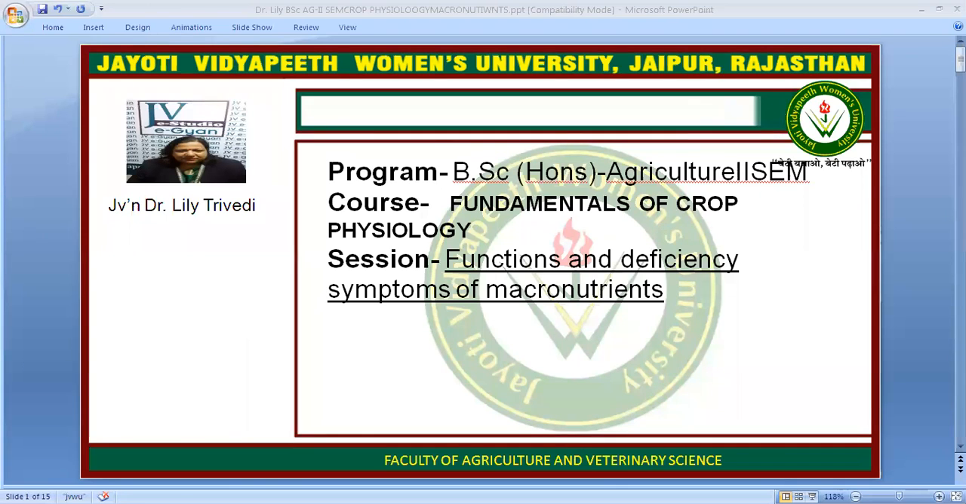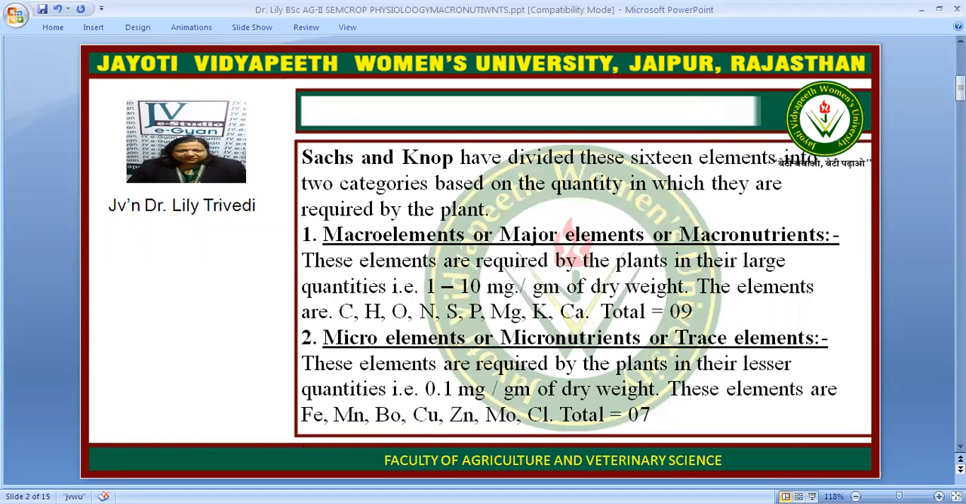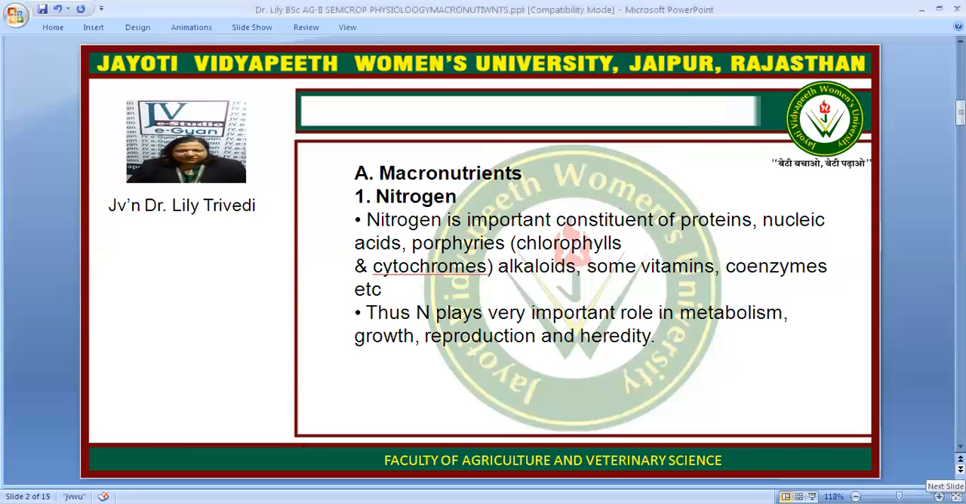Now, what are macronutrients? Macro elements or macronutrients are elements which are required by the plants in large quantities, that is 1 to 10 micrograms. And these elements we are going to take in detail. The first element is nitrogen.